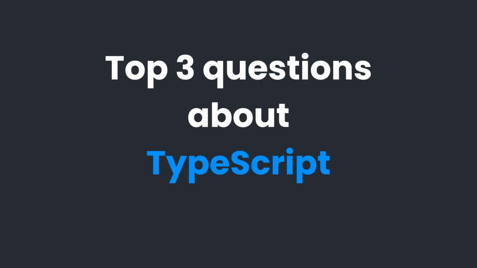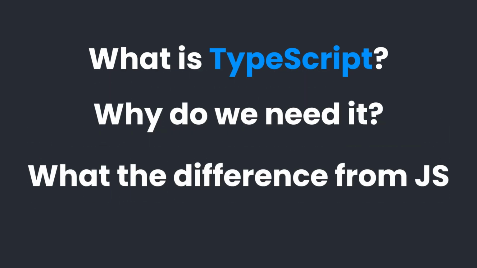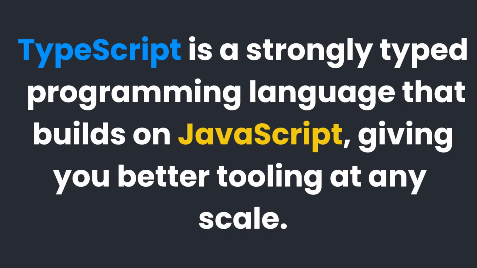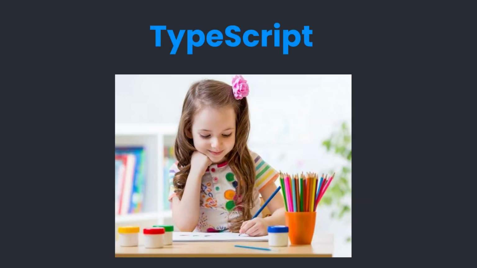Let's start by talking about the top 3 questions people usually ask about TypeScript. What is TypeScript? Why do we need it? And how is it different from plain or vanilla JavaScript? Well, TypeScript is a programming language created at Microsoft to address some of the shortcomings of JavaScript. You can think of it as the sibling of JavaScript. JavaScript is like a kid without any discipline, who does whatever he or she wants. TypeScript, on the other hand, is like a kid with some discipline.